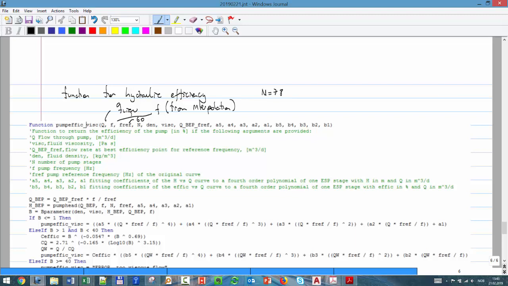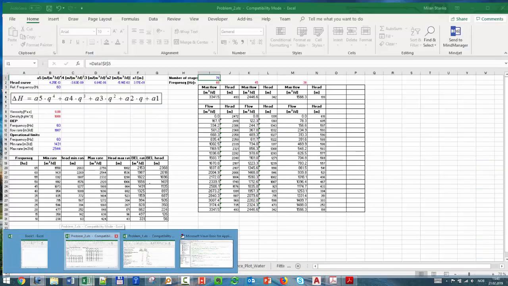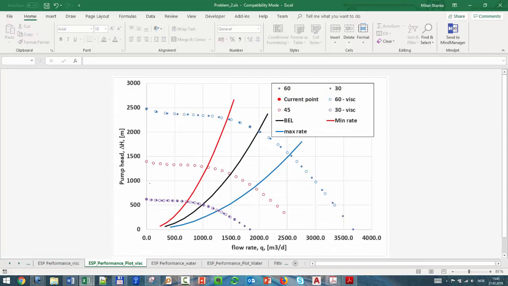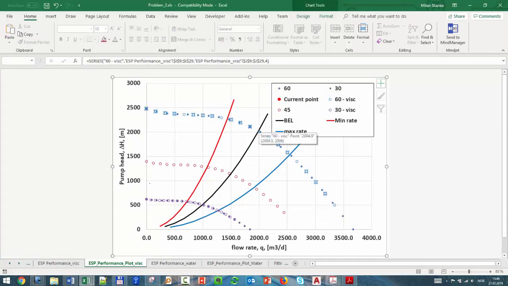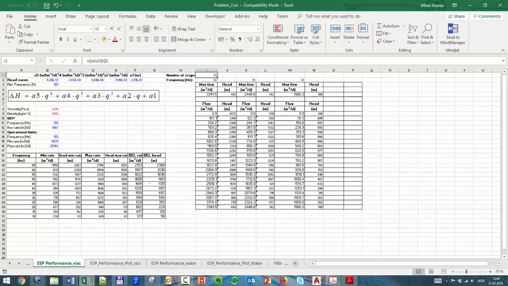And 78. Then density, viscosity, you have to be careful, use the one for that year. That's the Q of the best efficiency point at the reference frequency. The line of the best efficiency point is this one, the black one. So it will be that rate here, and that rate is given here, 1987.